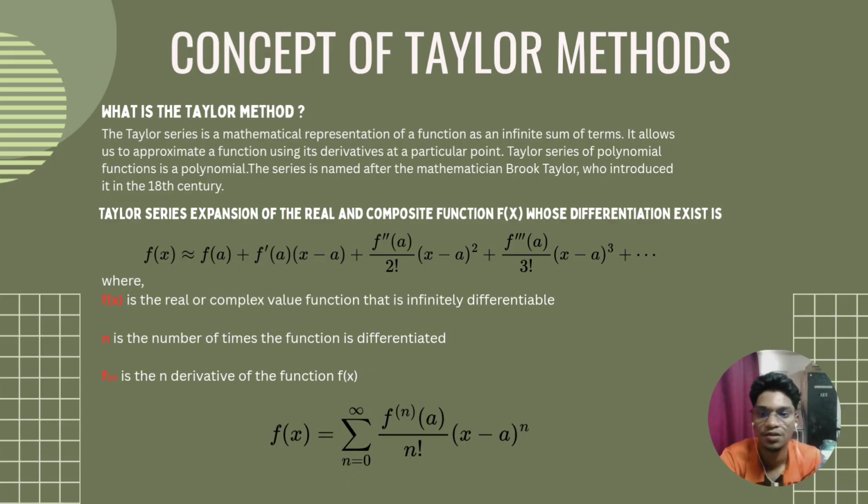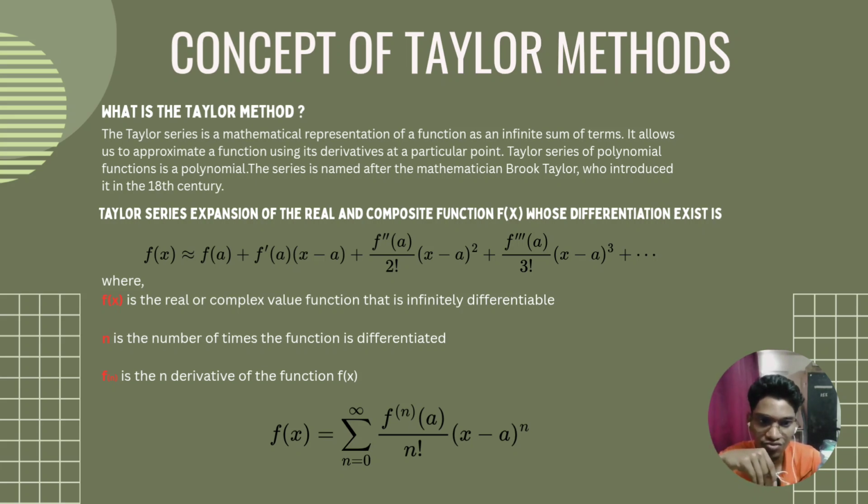Hello everyone. Today I'll be explaining the purpose and the concept of Taylor method, along with a simple flowchart of how it works. Let me begin with the concept. Taylor method is a mathematical way to represent a function as an infinite sum of terms. This method helps us approximate a complex function using its derivatives at a specific point. It is especially useful when working with functions that are difficult to solve analytically.